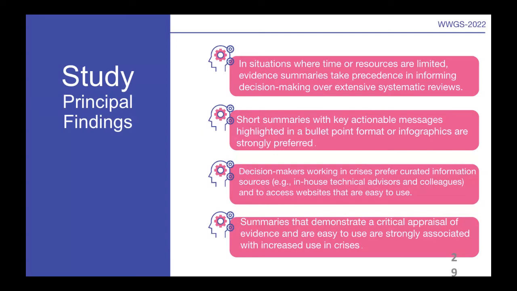We also found that decision makers prefer curated information sources. They really wanted trusted sources where they can retrieve that evidence. They didn't want to have to look for it themselves. They wanted to rely on people like in-house technical advisors and colleagues to access that evidence. And summaries that demonstrate a critical appraisal of the evidence really increased its use in crises. They wanted some kind of quality appraisal of the evidence itself so they can trust the evidence being presented to them.